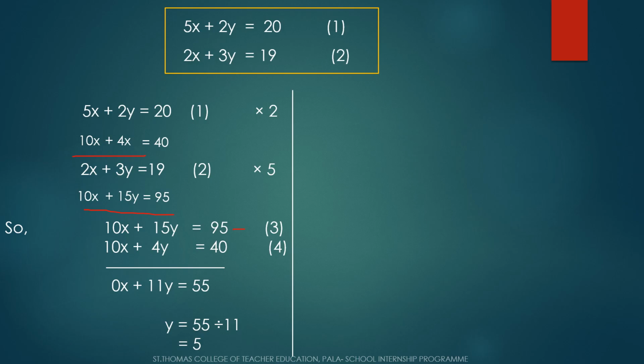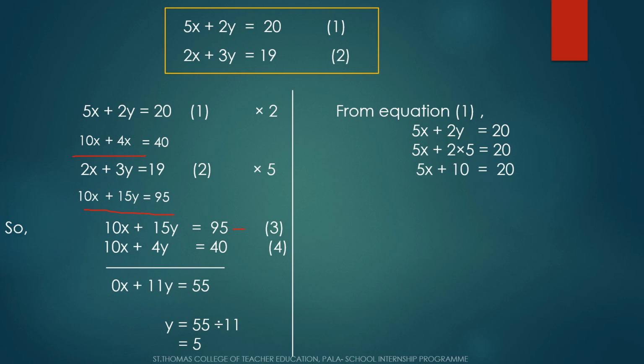So what will you do to get the value of x? We will consider any of the equations. Here I am taking equation 1. And what is equation 1? 5x plus 2y equal to 20. Good. Then what is the next step? You know the value of y, isn't it? So we can substitute. So the equation becomes 5x plus 2 into 5 equal to 20. Good. Then what is the next step? 5x plus 10 equal to 20.